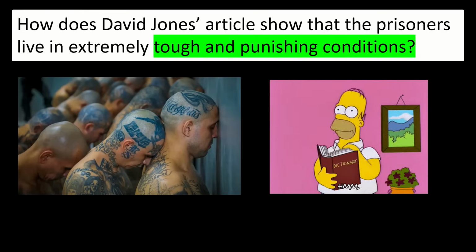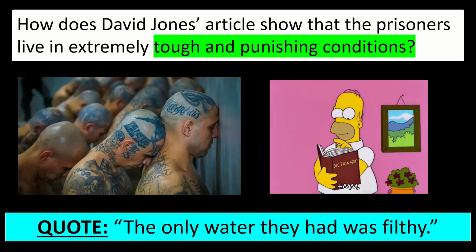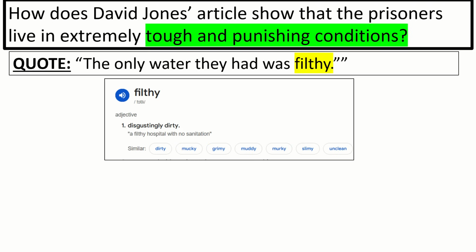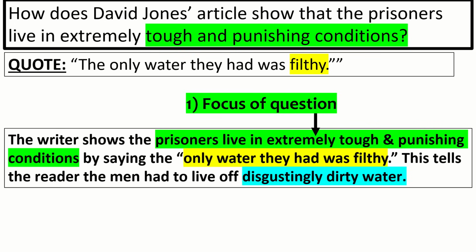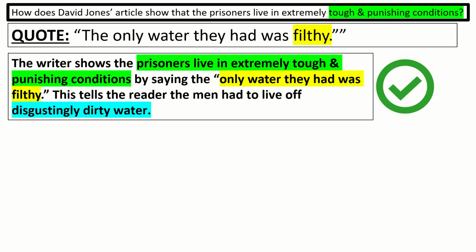So if it was the same question, how does the David Jones article show the prisoners lived in tough conditions, and the quote was the only water they had was filthy, you could zoom in on filthy. What does it mean? Disgustingly dirty. So my answer would be, the writer shows the prisoners live in extremely tough and punishing conditions by saying the only water they had was filthy. This tells the reader the men had to live off disgustingly dirty water. So remember, when you're explaining your answer, there are 3 parts: the focus of the question, the quote, and then the effect on the reader.